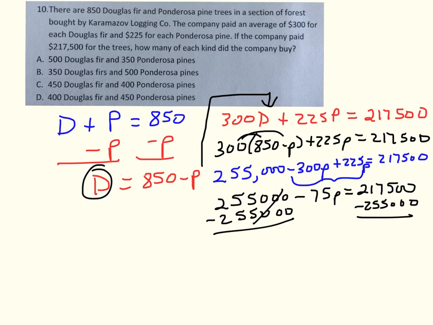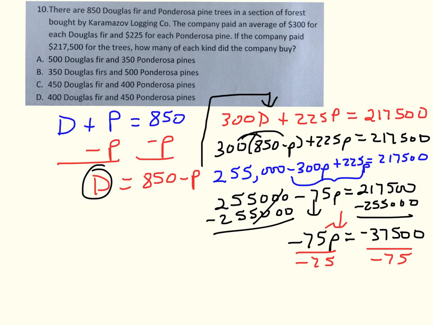And what I end up getting, I'm going to bring down that negative 75P, and that's going to equal a negative 37,500. But when I divide, I'm going to isolate this P right here. I'm going to divide both sides by negative 75. Now remember, a negative divided by a negative is a positive. So I end up getting P is equal to 500.